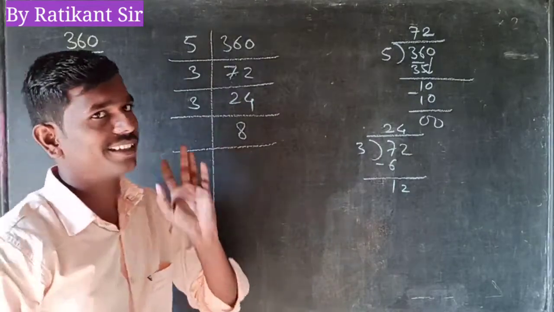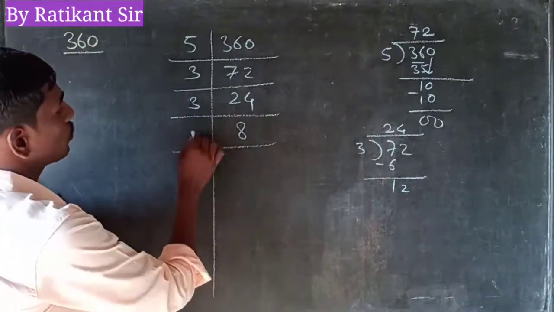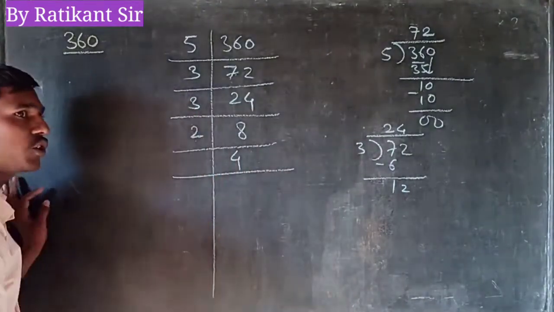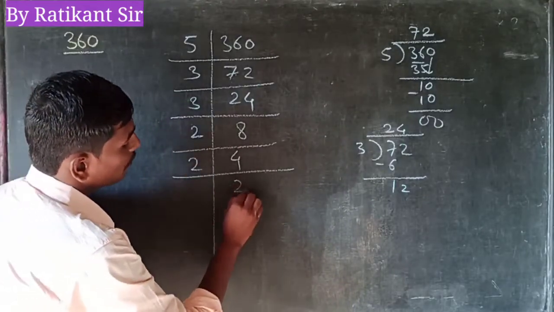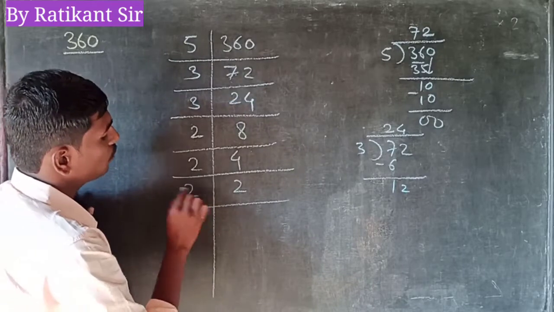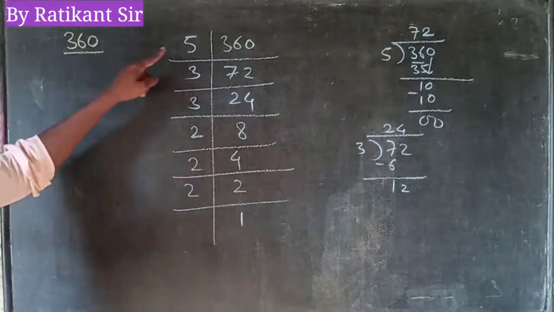Now 8 is here. This 8 is divisible by 2. So 2 ones are 2, 2 fours are 8. Now this 4 is also again divisible by 2, so we will get 2. This 2 is divisible by 2 again. So 2 ones are 2, 2 ones are 2. So those are the factors of 360.